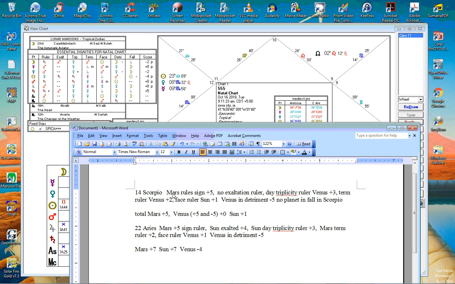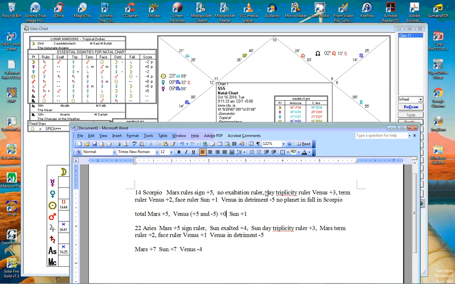Mars is the ruler of Scorpio, the sign. So the sign ruler gets +5. He's going to get +5 at that degree. There's no exaltation ruler of Scorpio, so no one gets the +4 dignity for exaltation. I use the Dorothean triplicities, which have a day, a night, and a mixed ruler. Now, we're going to treat this as a day chart, and for day charts, I just give the day ruler +3 by day, or night ruler by night. So in this chart, the day ruler of a water sign like Scorpio is going to be Venus, so Venus will get +3.